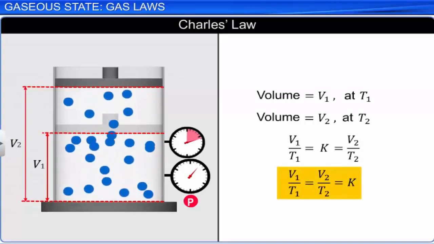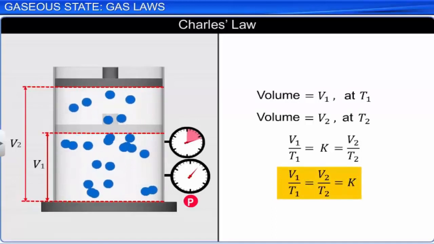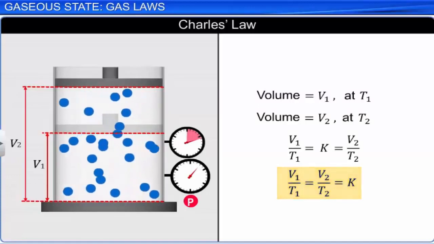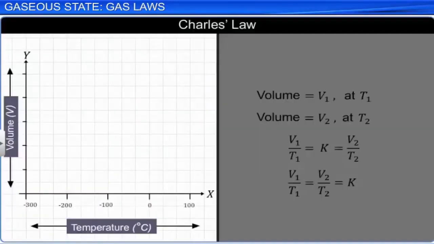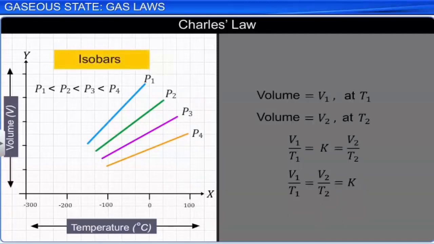For a given amount of gas, if we plot the variation of volume versus temperature at different pressures, we get different straight lines corresponding to each pressure. These lines are called isobars. You can observe all the straight lines on extending to zero volume intercept the temperature axis at minus 273.15 degrees Celsius.